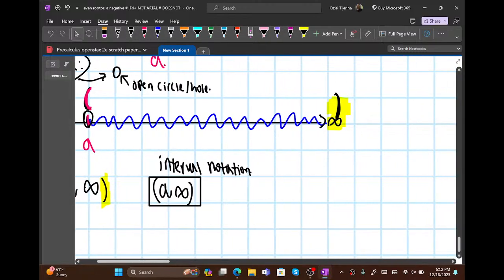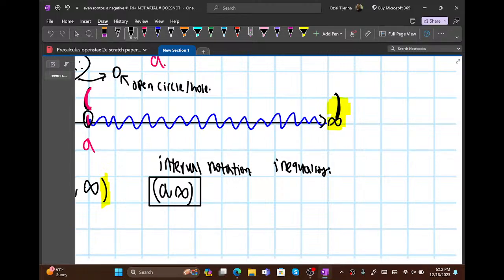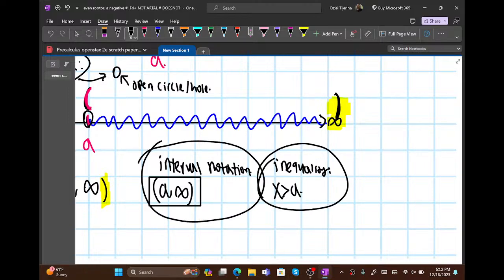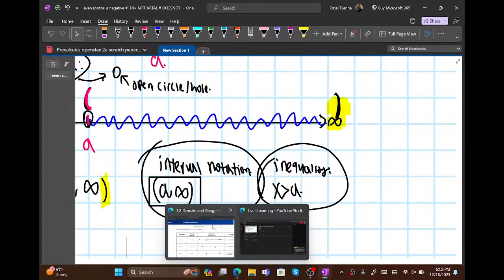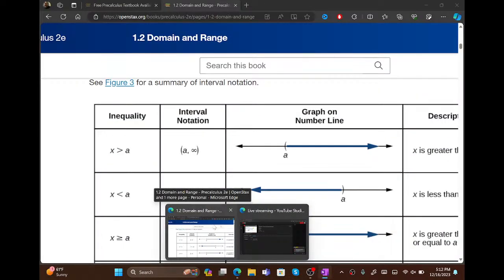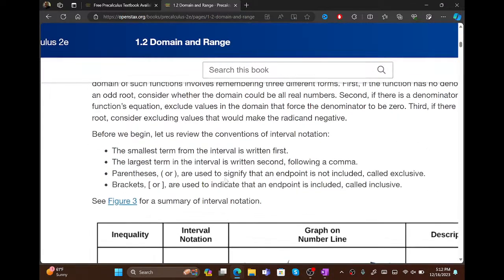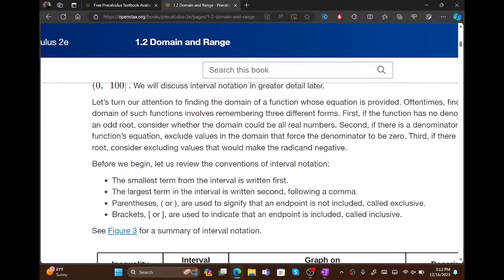And remember that our inequality was x greater than a. These are two different things that we must understand, guys. It is so important for calculus. I know I took a little long on that one. I'm going to go a little faster here. If y'all hear background noise, I do apologize.